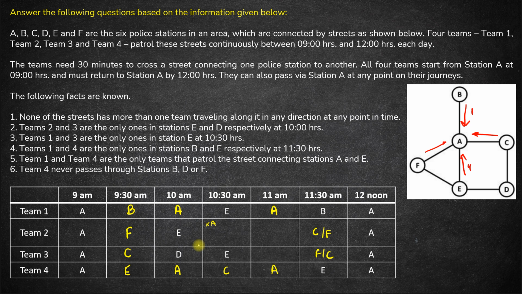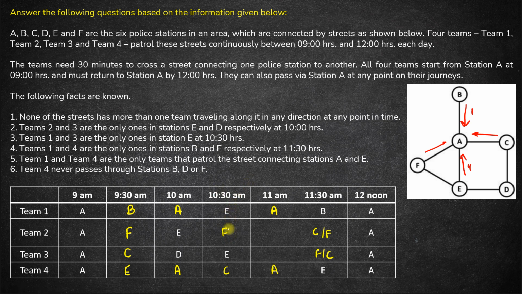Right. Can it be D? See, the street DE is being patrolled by team 3 from 10 to 10:30, so it cannot be D as well. So from E it cannot go to A, it cannot go to D, so the only station it can go to is F. So it goes to F from here. Fine? Good.